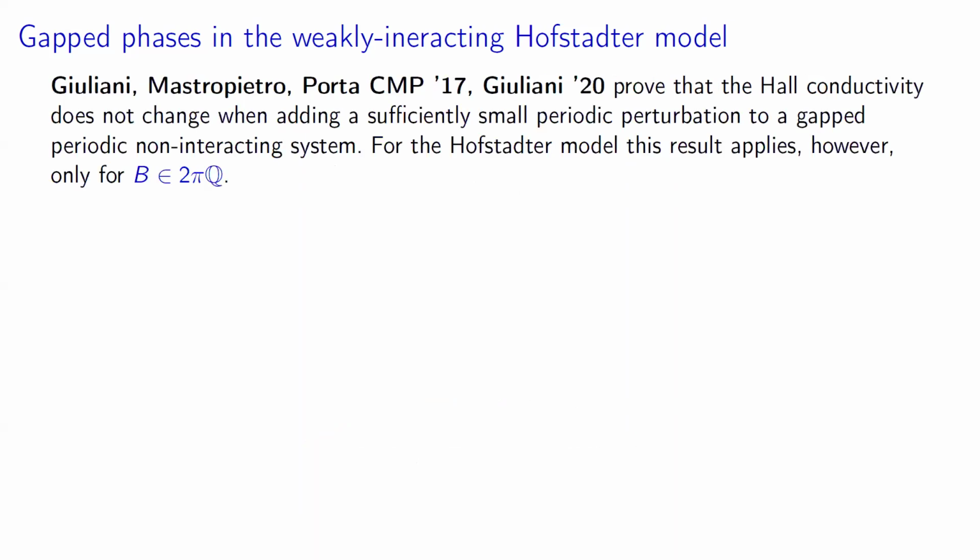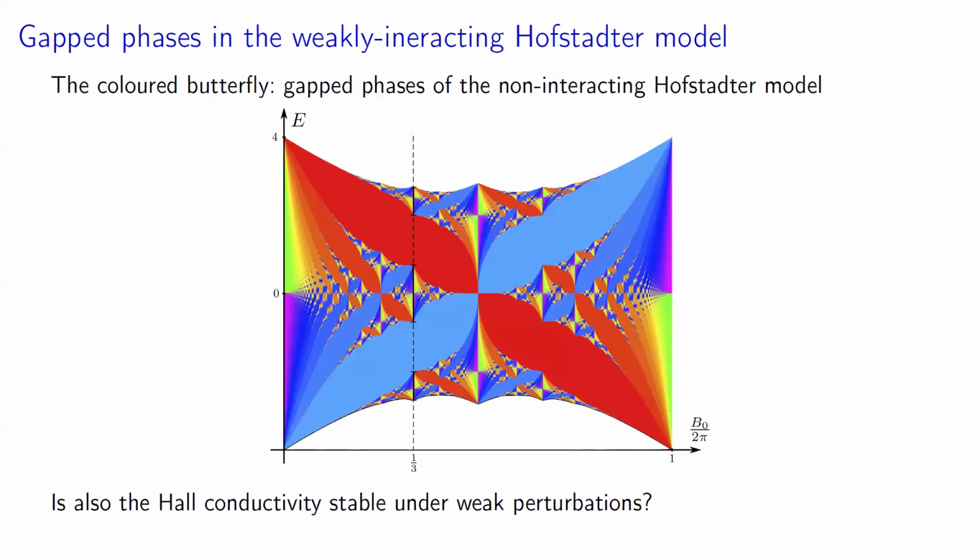And this is what has been shown in what, at least from my perspective, was a really breakthrough paper at that time by Alessandro Giuliani, Vieri Mastropietro, and Marcello Porta: that the Hall conductivity does not change when adding sufficiently small perturbations to a gapped system, using this rigorous renormalization technique. A small caveat is that they need to assume a form of periodicity that does not allow this to be applied to the Hofstadter model with irrational fields. So you do not get the full picture here.